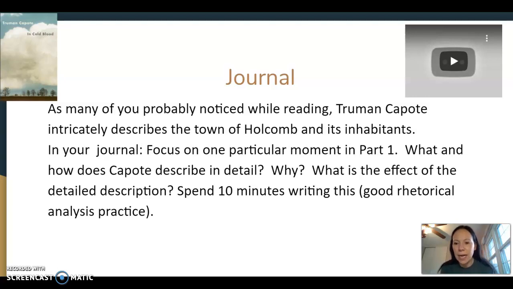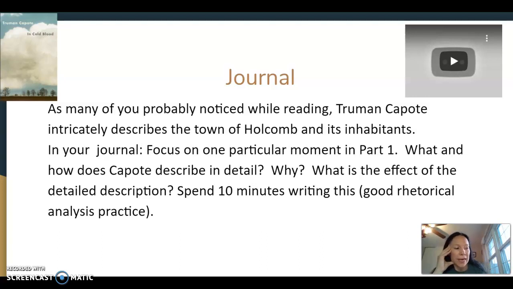Hopefully you were focusing on the level of detail that he uses to describe both character and town. I want you to pick for your journal, this is your written journal, right? I want you to pick one moment to focus on in part one. And for those of you who are not done with part one, or you're choosing not to read the entire novel, which I know I mentioned is okay if you need to, if it's too much on your plate, you could still do this, okay?